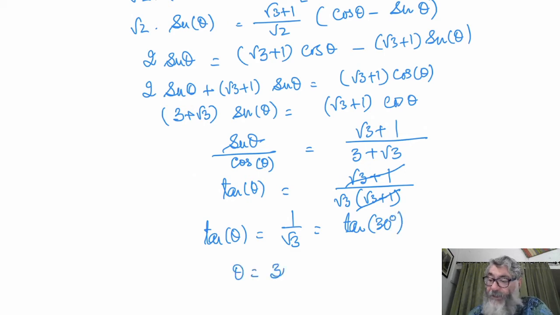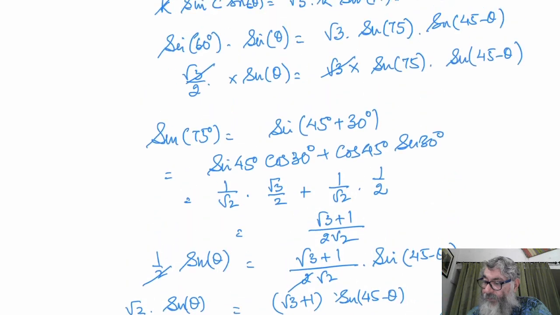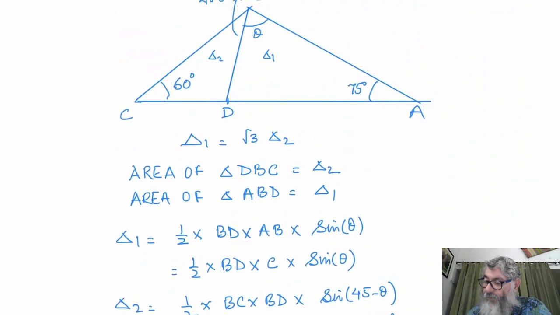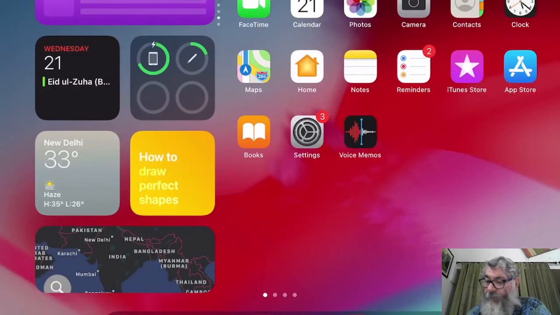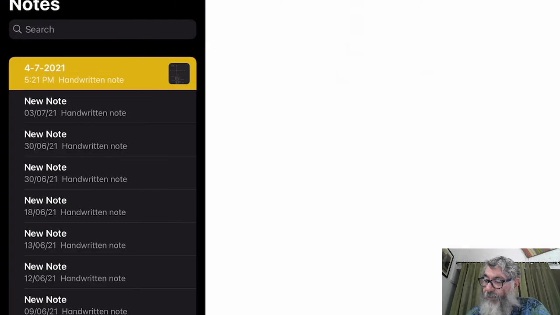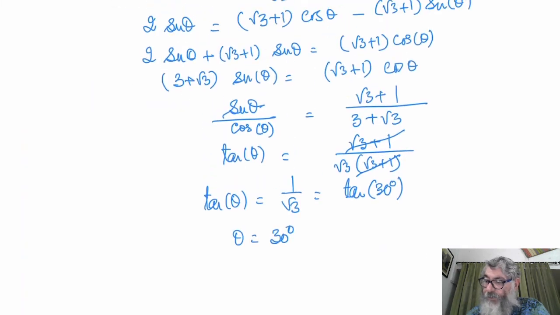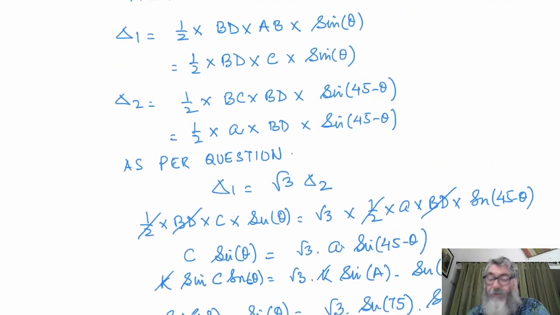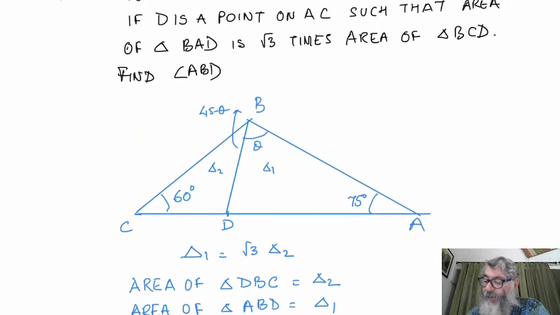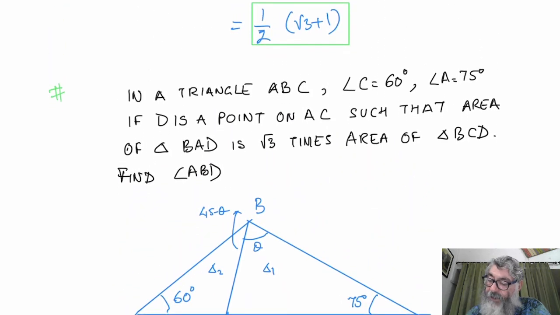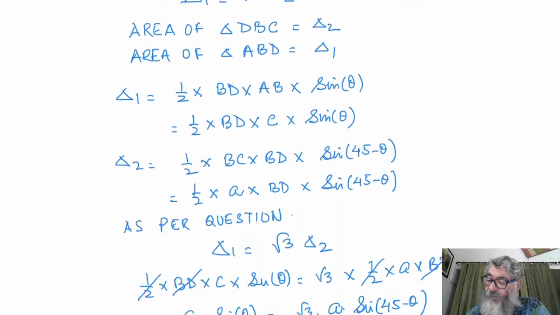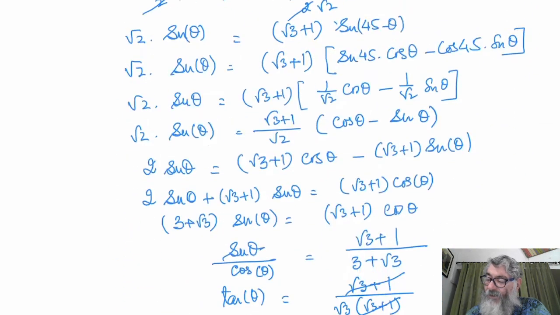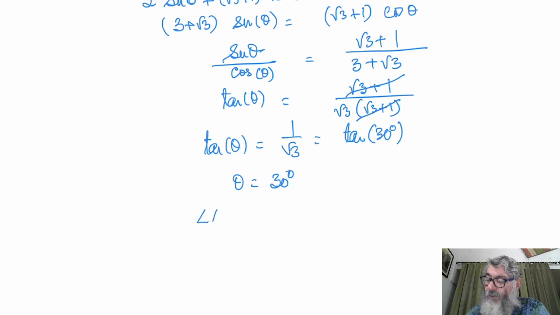He wanted angle BAD, I think. Sorry for this. Angle ABD, which is theta. So we have calculated angle ABD to be 30 degree. Angle ABD is equal to 30 degree. It is a little long calculation, that is all, but not difficult.